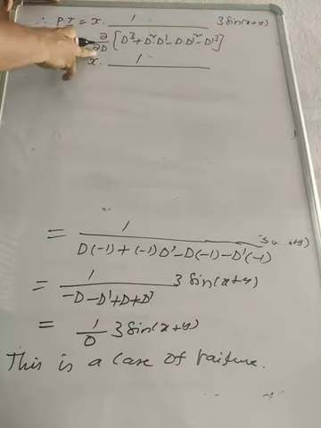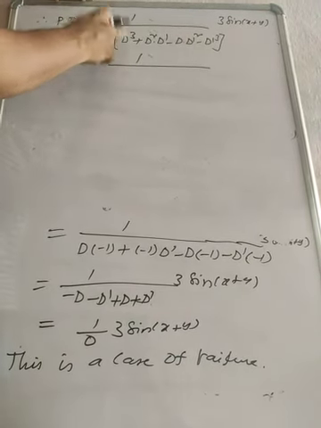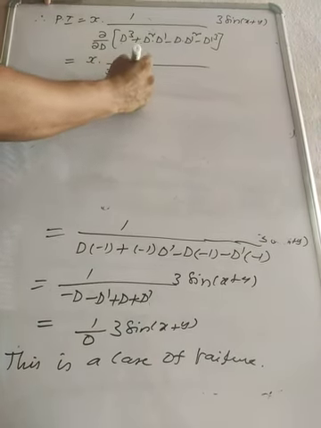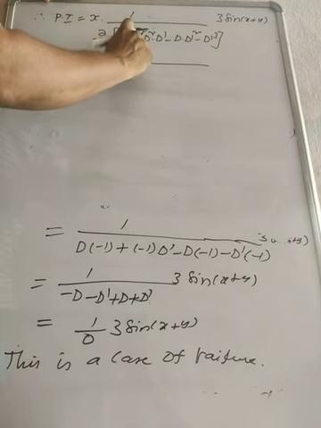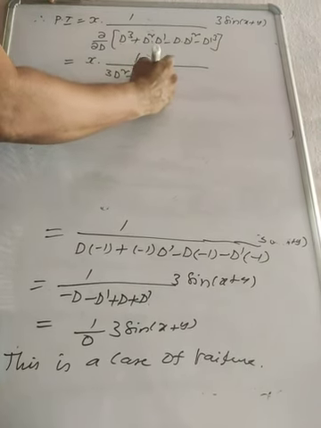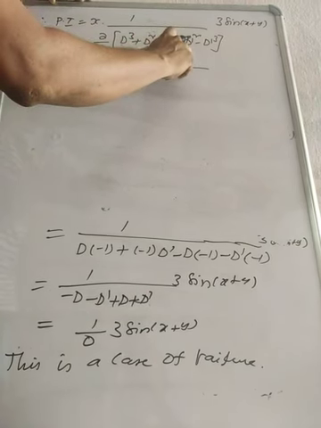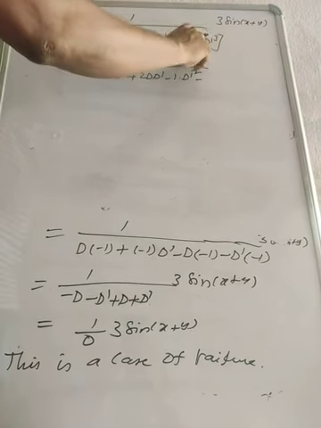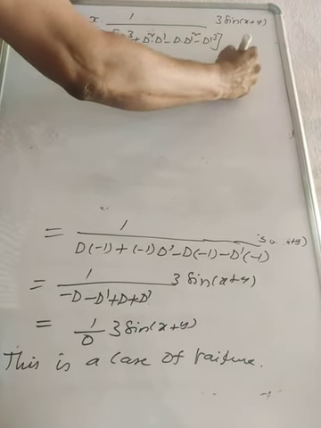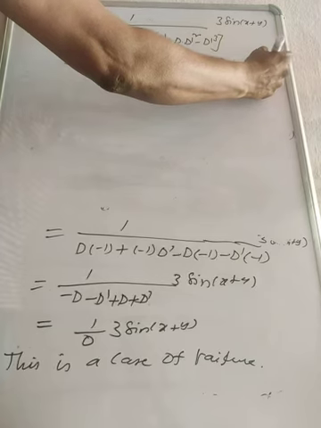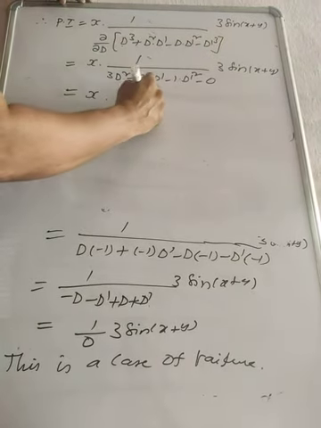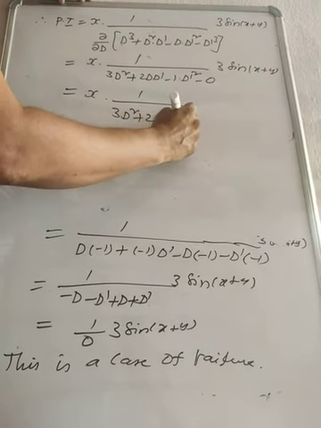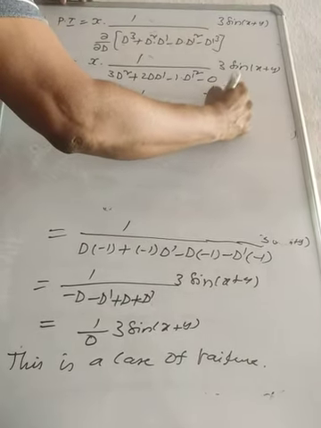Here partial differentiating with respect to D. Here D' is treated as a constant. Derivative of D³ means 3D² plus, this is constant. Derivative of D²D' means 2DD', minus D'² is constant. Derivative of D is 1. Now this is constant, derivative of constant 0, of 3 sin(x + y). That equals x · 1/(3D² + 2DD' − D'²) of 3 sin(x + y).